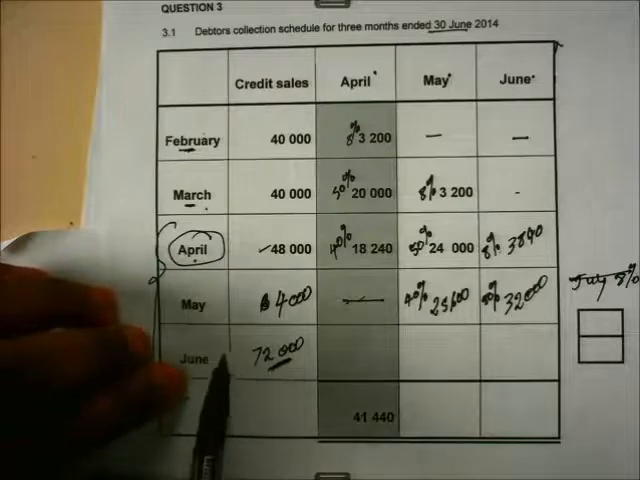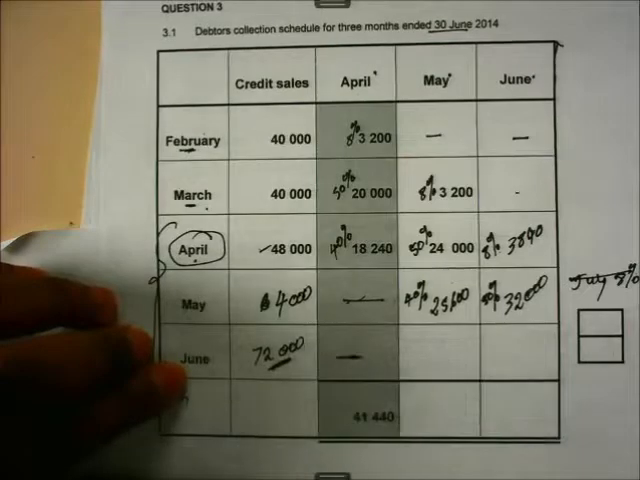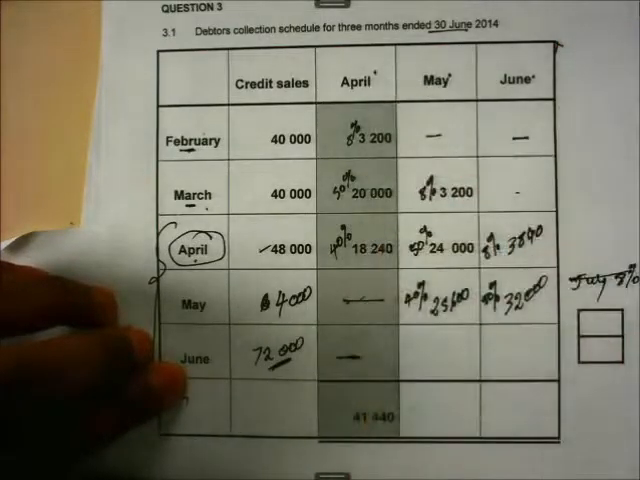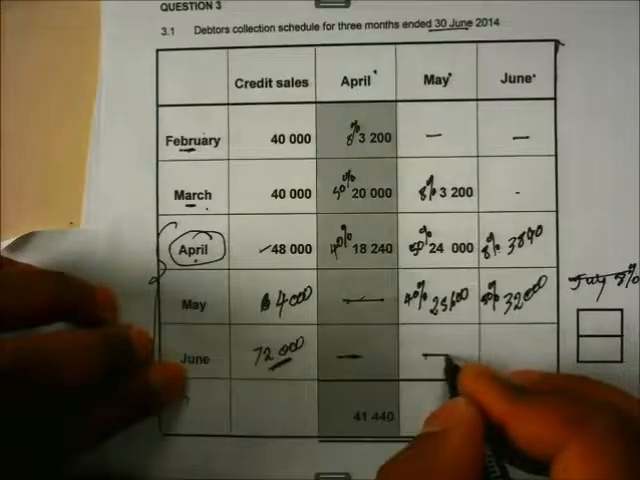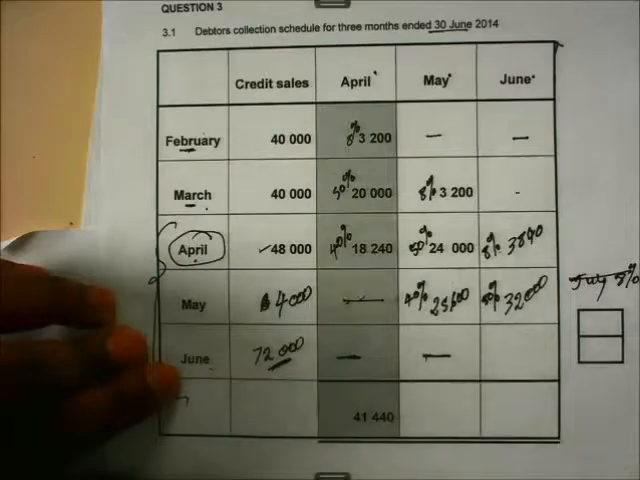Because they were sold in June, we would obviously not collect anything in April, because by then those goods were not yet sold. Okay? The same will apply in May. Because these goods were sold only in June, we will not collect anything for those goods in May because they had not yet been sold at that stage.